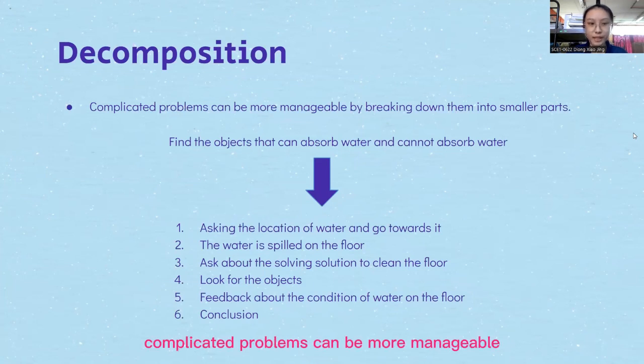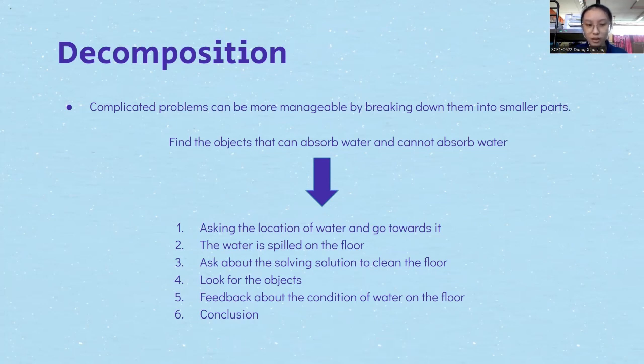Decomposition means complicated problems can be more manageable by breaking them down into smaller parts. The complicated problem is to find the objects that can absorb water and cannot absorb water. So if we break it down into smaller parts, the first one is asking the location of water and go towards it. The water is spilled on the floor. Ask about the solution to clean the floor. Look for the objects. Feedback about the condition of water on the floor and make a conclusion.